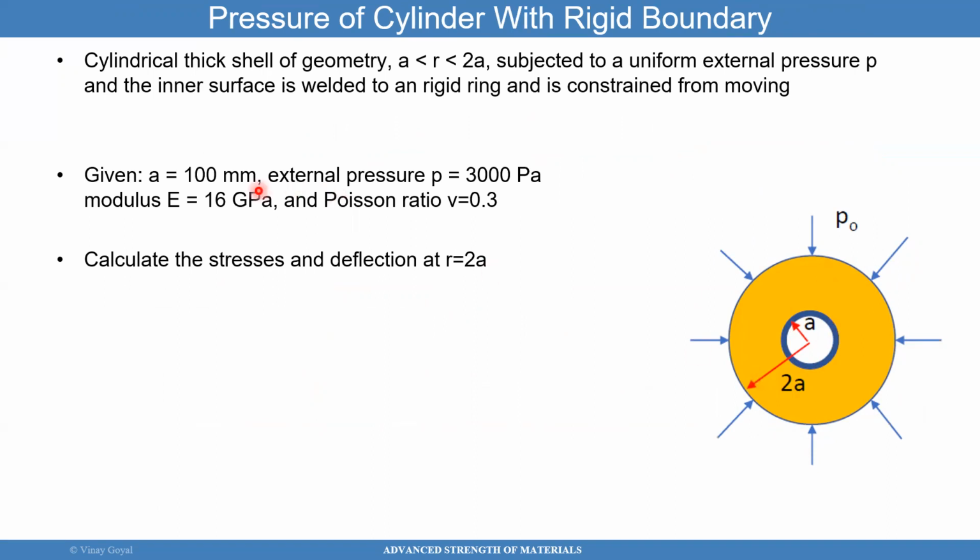I give you the radius of 100, the external pressure of 3000 pascals. I also give the modulus and Poisson ratio. The question being asked is to calculate the stresses and deflection throughout the whole thing. I said at R equals 2A, but you should be able to get it for the whole thing. Why not? I had the formulas.